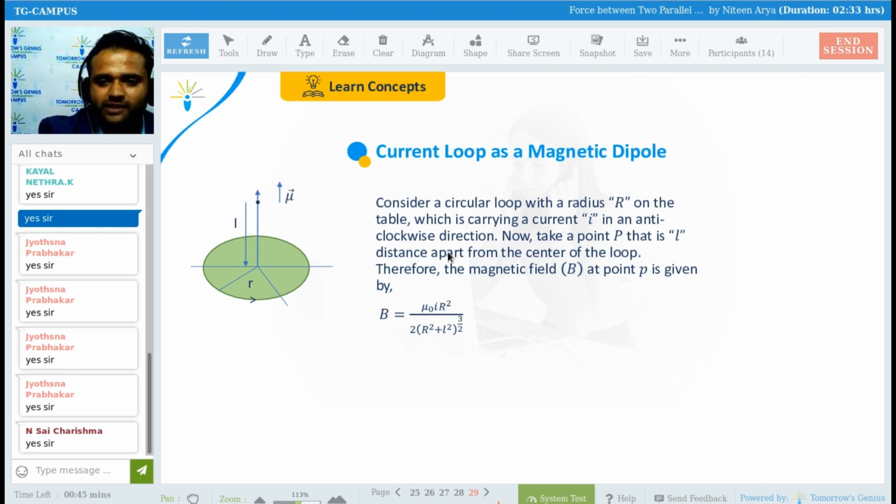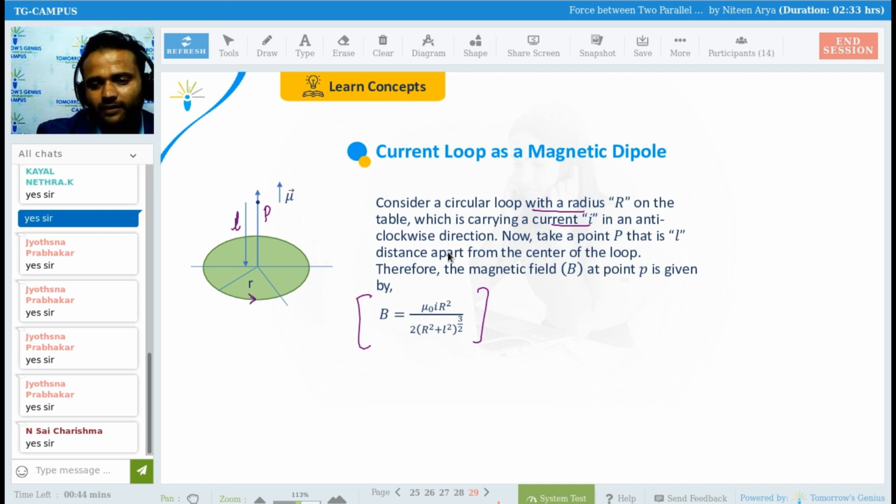So this is a current loop as a magnetic dipole, or you can say as a magnet. Consider a circular loop with radius R on the table, as you can see, which is carrying a current I in an anti-clockwise direction. Now take a point P. This is your point P. It is L distance apart from the center of the loop. Therefore, the magnetic field B at point P is given by this. I can derive this formula also, but that is going to take time. I'll give you just one simple way to find that. In this way you can understand more.